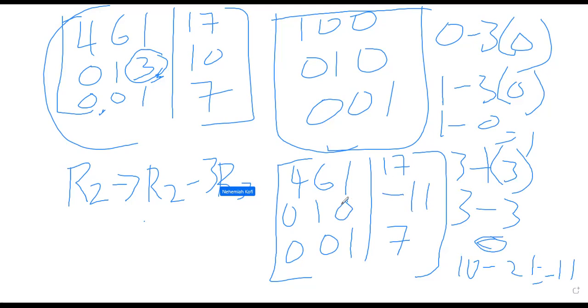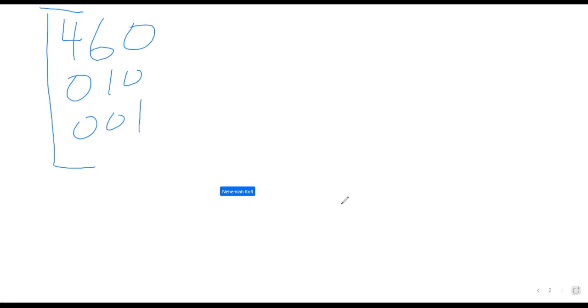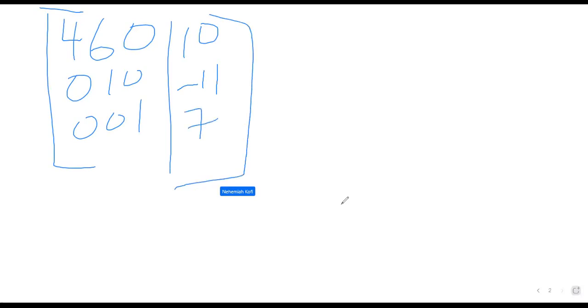So let's move on to the next one. So 4, 6, 0, 0, 1, 0, 0, 0, 1, 10, negative 11, and then 7. Now we've been able to change here correctly. We've been able to change here correctly. So our focus is what? Changing the first side.